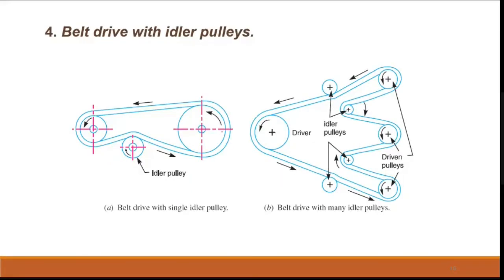And the next one is belt drive with idler pulleys, all right? So like your gear, here also we can have an idler. What is the purpose of this idler? In the direction of motion. No, the direction is not changing. Both are rotating in the same direction.